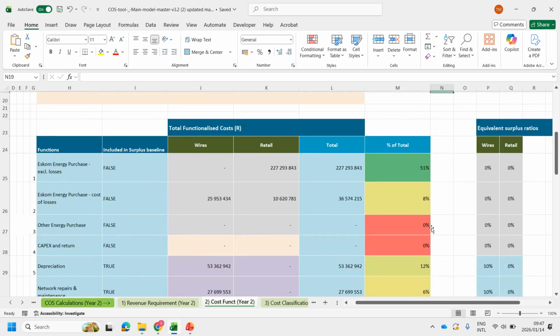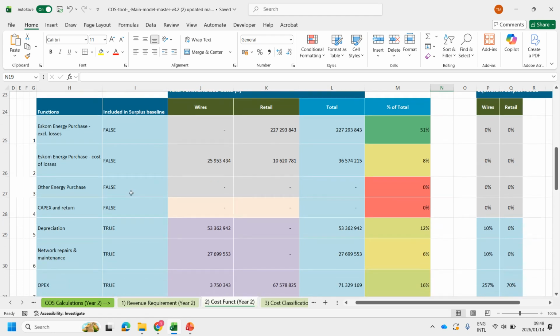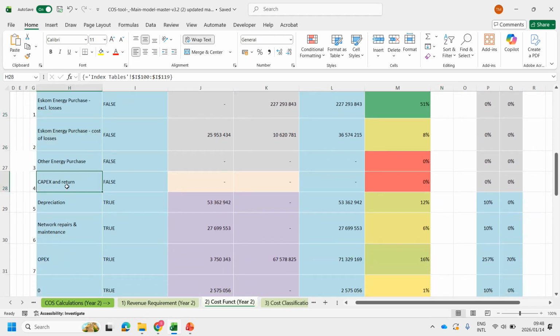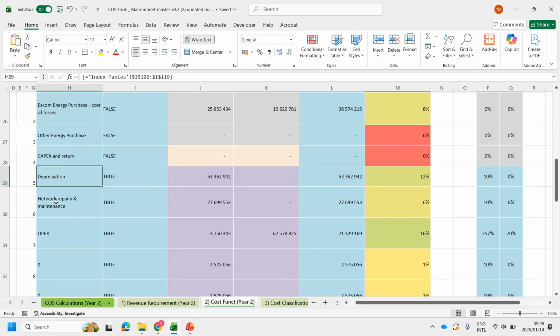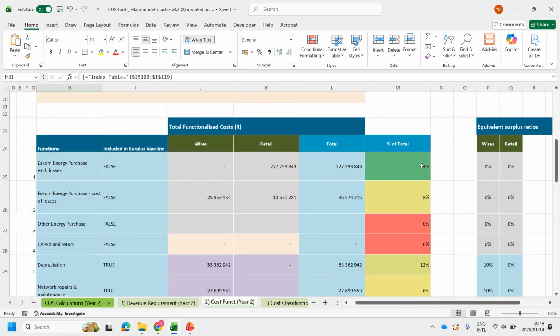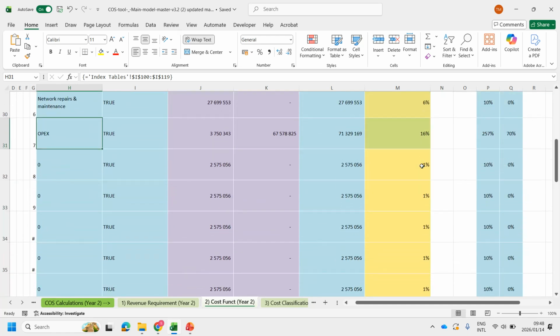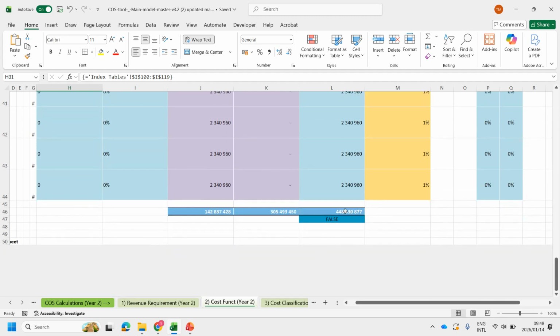However, the majority of the municipalities are distribution utilities, meaning that all of their costs are distribution costs. So what the tool then does is it further splits your cost into your main functions within your utility business. So this would be your energy purchases, your capex and return, your depreciation, your network repairs and maintenance, as well as your OPEX.